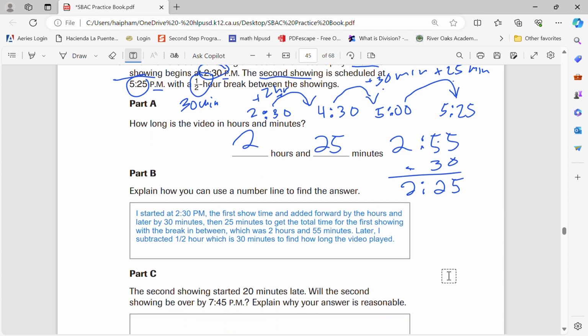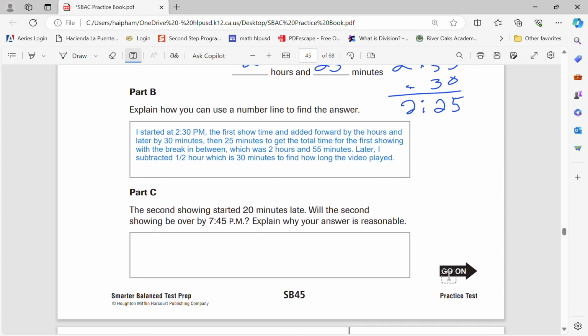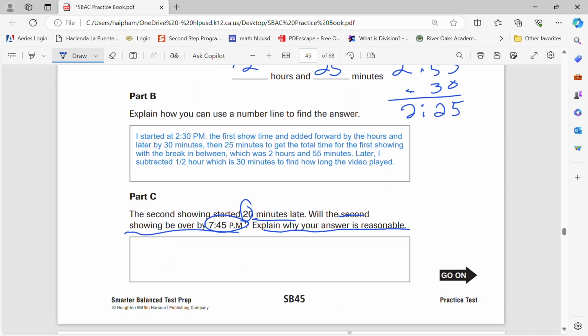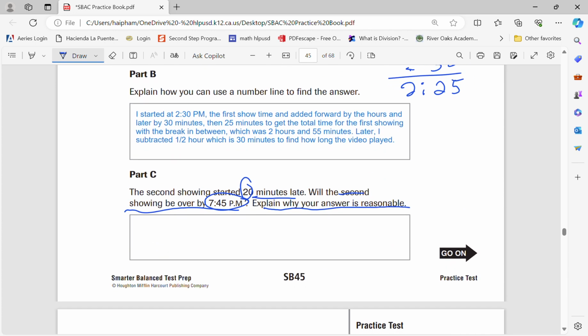Okay, let's jump into part C. The second showing started 20 minutes later, or 20 minutes late. Will the second showing be over by 7:45? Explain why your answer is reasonable. Okay, so let's see what time it would end if we started 20 minutes later. So remember, the second showing time was at 5:25. If we started 20 minutes later, that means we would have to start at 5:45.